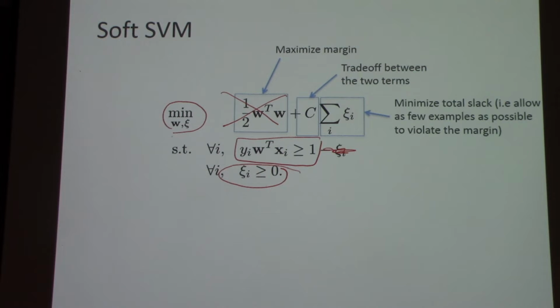Typically, the way to pick C, and that's what you'll be implementing in your homework, is to do cross-validation. Just try out a few different C's and use cross-validation. You guys are experts on cross-validation, so I'm not going to talk about that. Questions about this? This is roughly where we stopped in the last lecture. Yes?